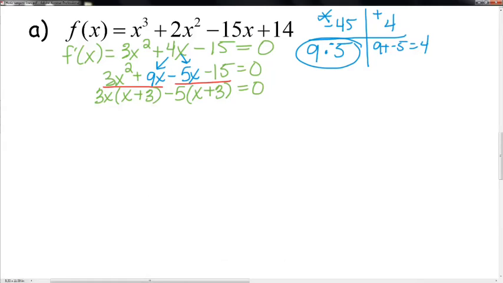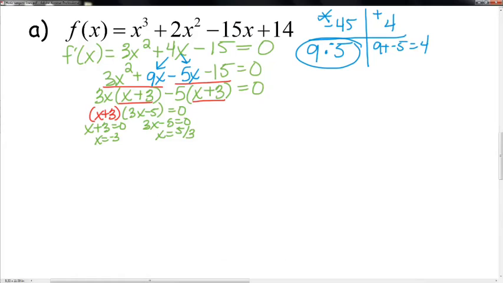I hope you notice that I have the same group, x plus 3, x plus 3. Well, if I factor out my group, x plus 3, I'm left with 3x minus 5. And that's still equal to 0. So I'm going to set each of these equal to 0: x plus 3 is equal to 0, and 3x minus 5 is equal to 0. That means x is equal to negative 3. In this case, x is equal to 5/3.